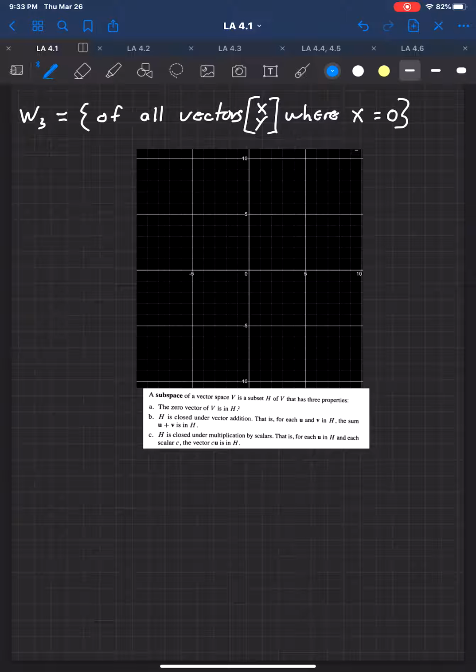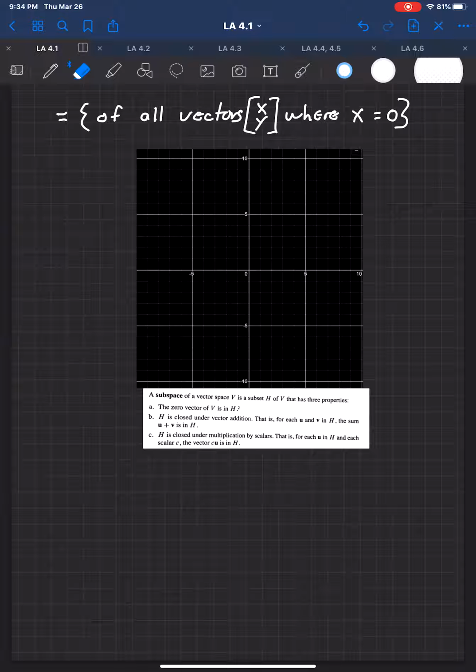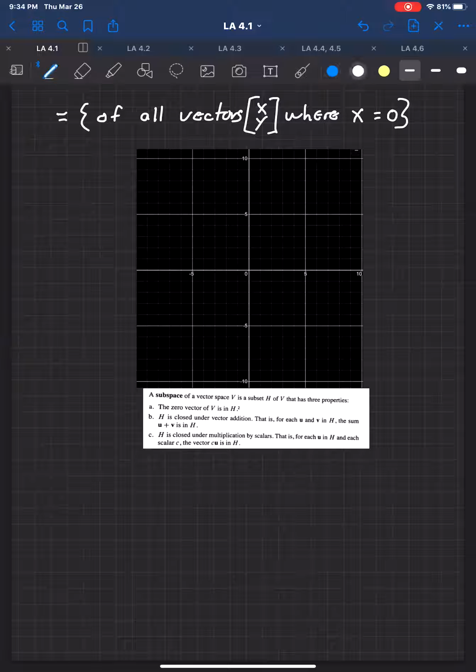Now, in this case, let's see what the question's asking of us. We are asked to show, if now I use W, if you don't mind, I'm going to change that to H just so it meets the three axioms, or it's using the same notation that the three axioms are using.